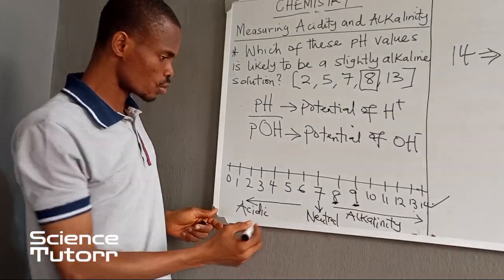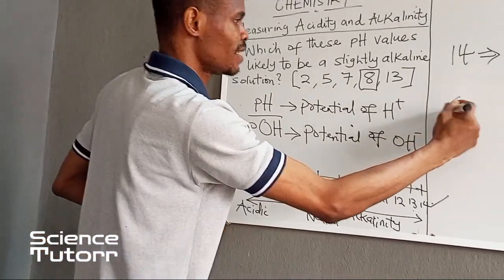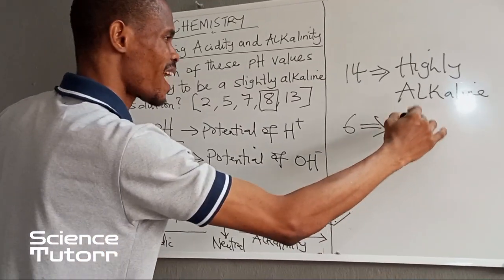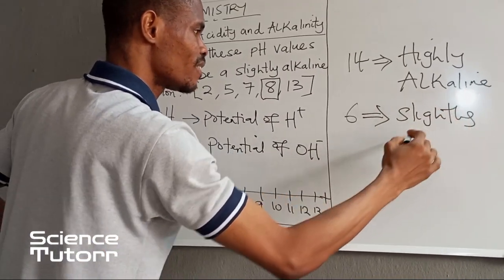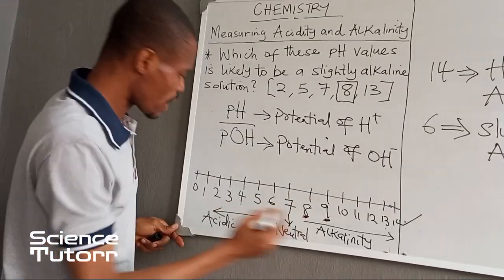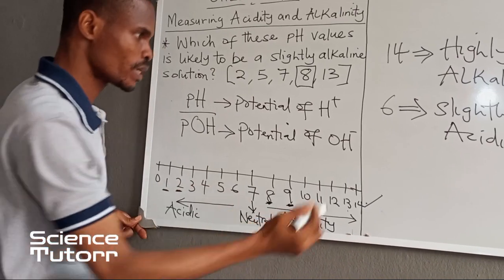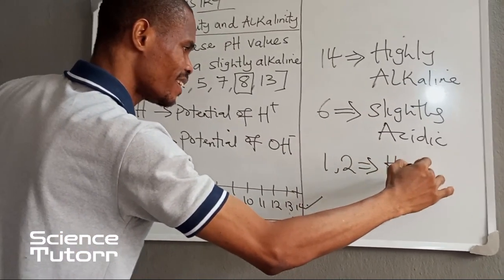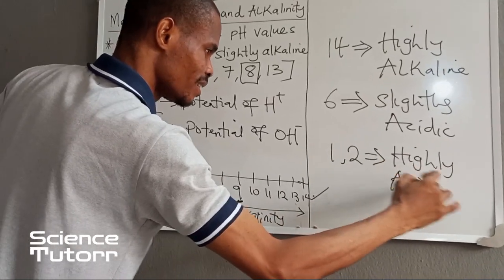Now also take note, numbers like 6 in the pH scale, we can say it is slightly acidic. And then numbers like 1 and 2, we can say 1, 2 is highly acidic.